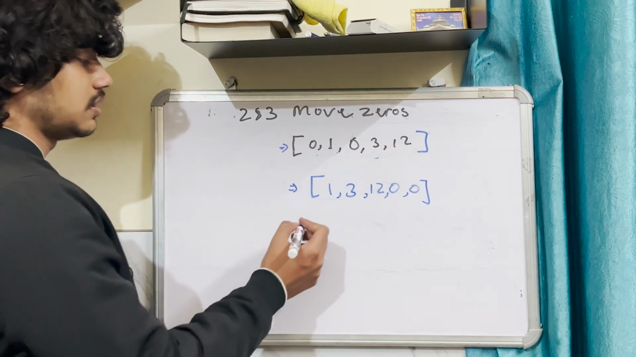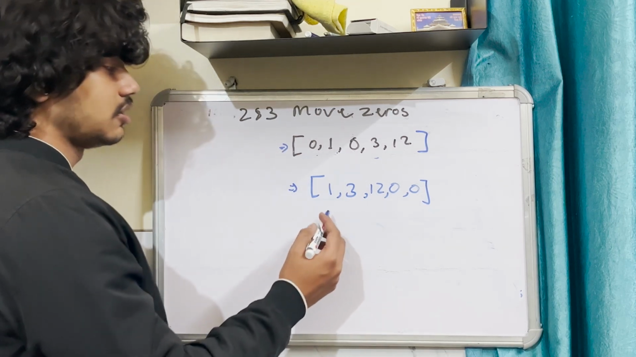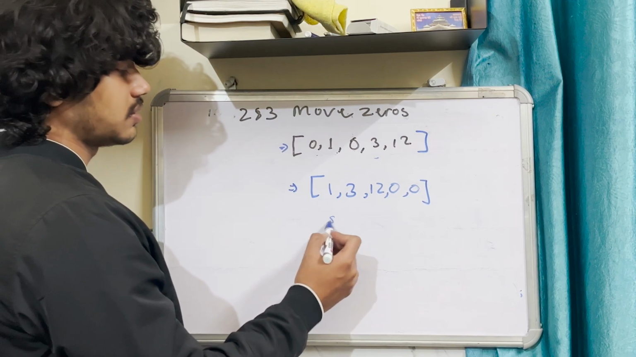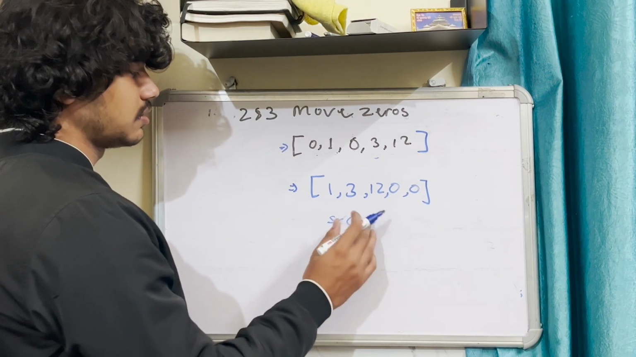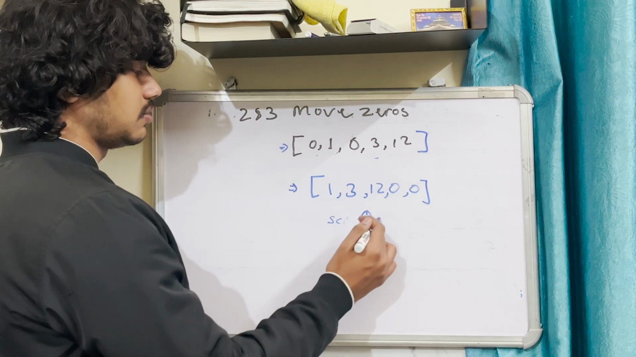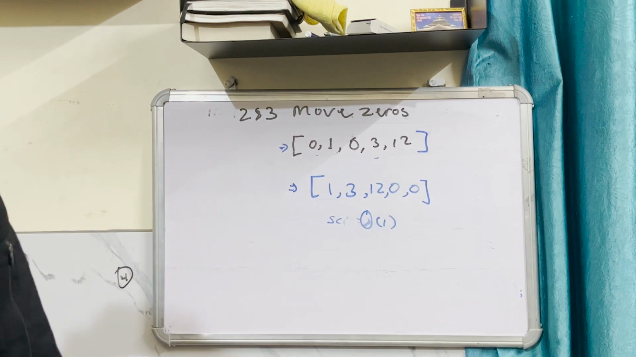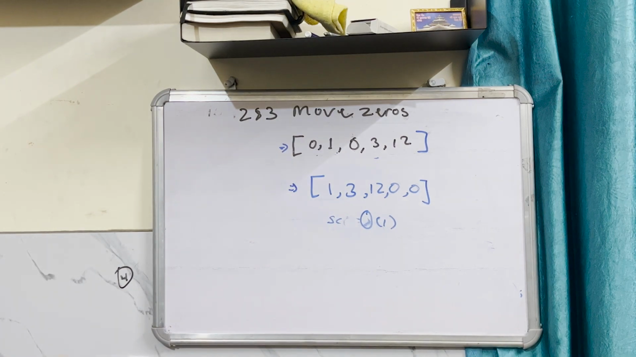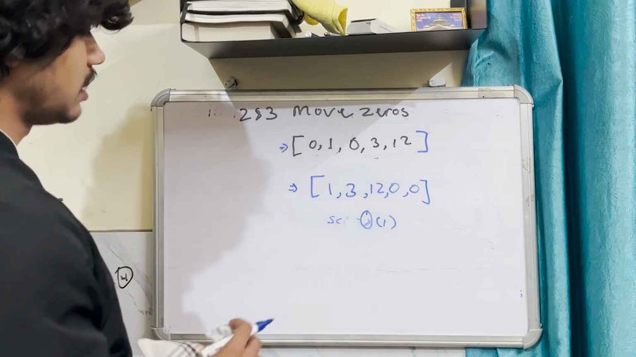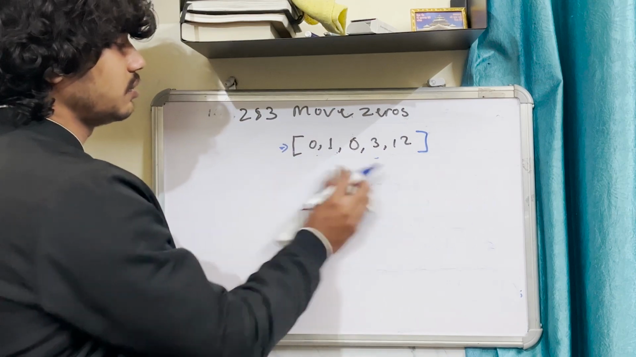And the thing is, you don't have to use extra space. So space complexity should be big O of 1. The other thing this question is asking, let me read what it says: without making a copy of the array. And there is a follow-up: can we minimize the total number of operations done? Okay, so let me first tell you a brute force way.